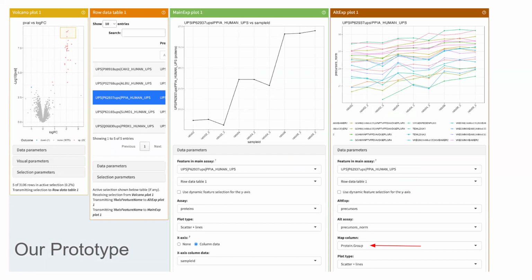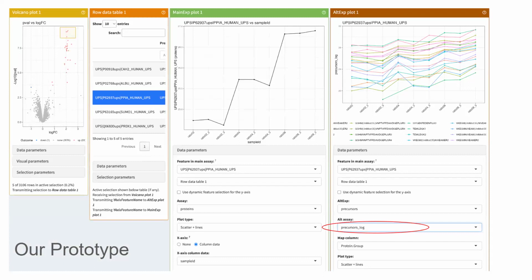I can click one of these proteins. I can then see the abundances of the proteins. And because we link these proteins with the alt experiment plot via the protein groups, I can also see all the underlying precursors that are there. So that is, according to me as a proteomics researcher, very cool. What can we do more? We can also load multiple assays in this alt experiment. So I can also go from the normalized precursors to the log transformed precursors. So I can basically visualize the entire data and I can see how each of the steps that are nicely done in QFeatures are actually behaving.